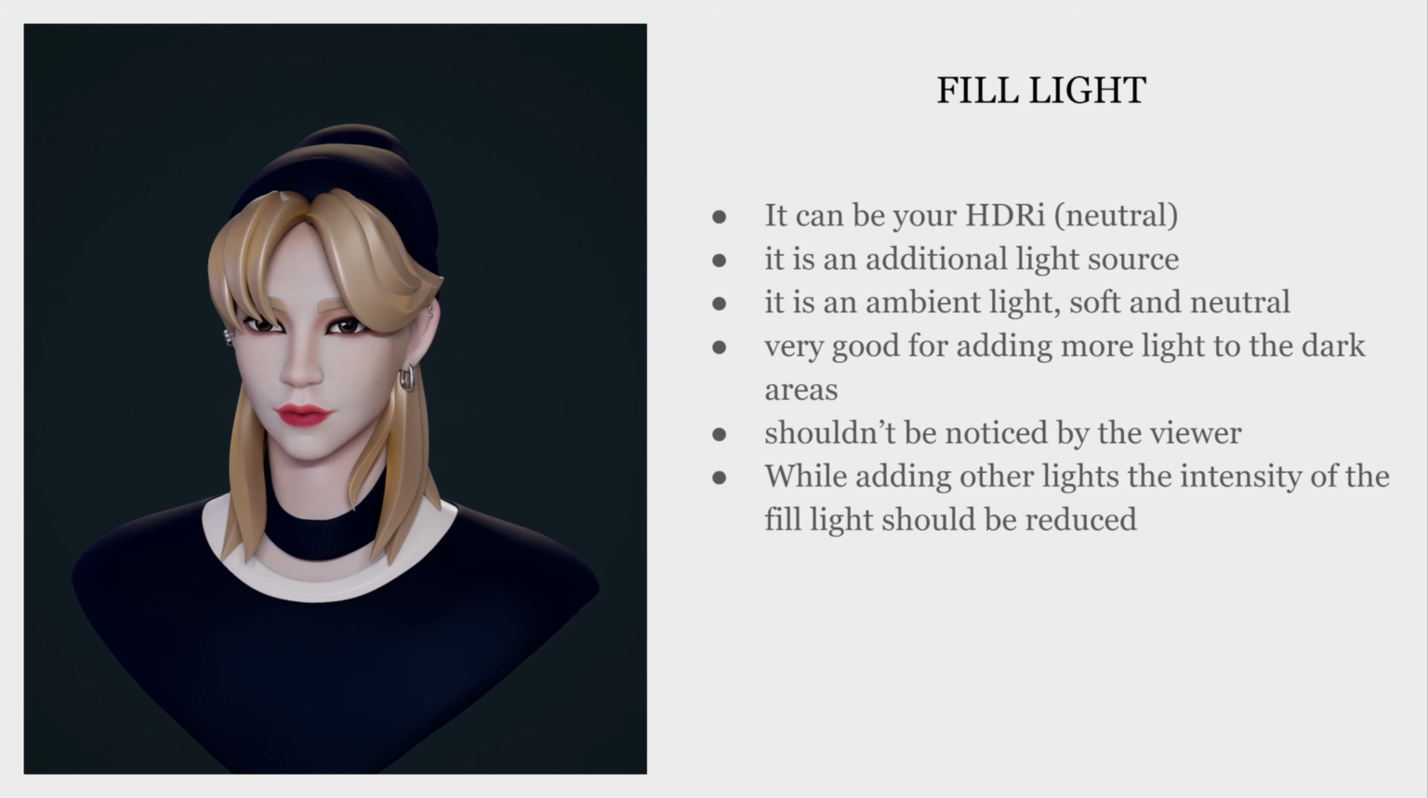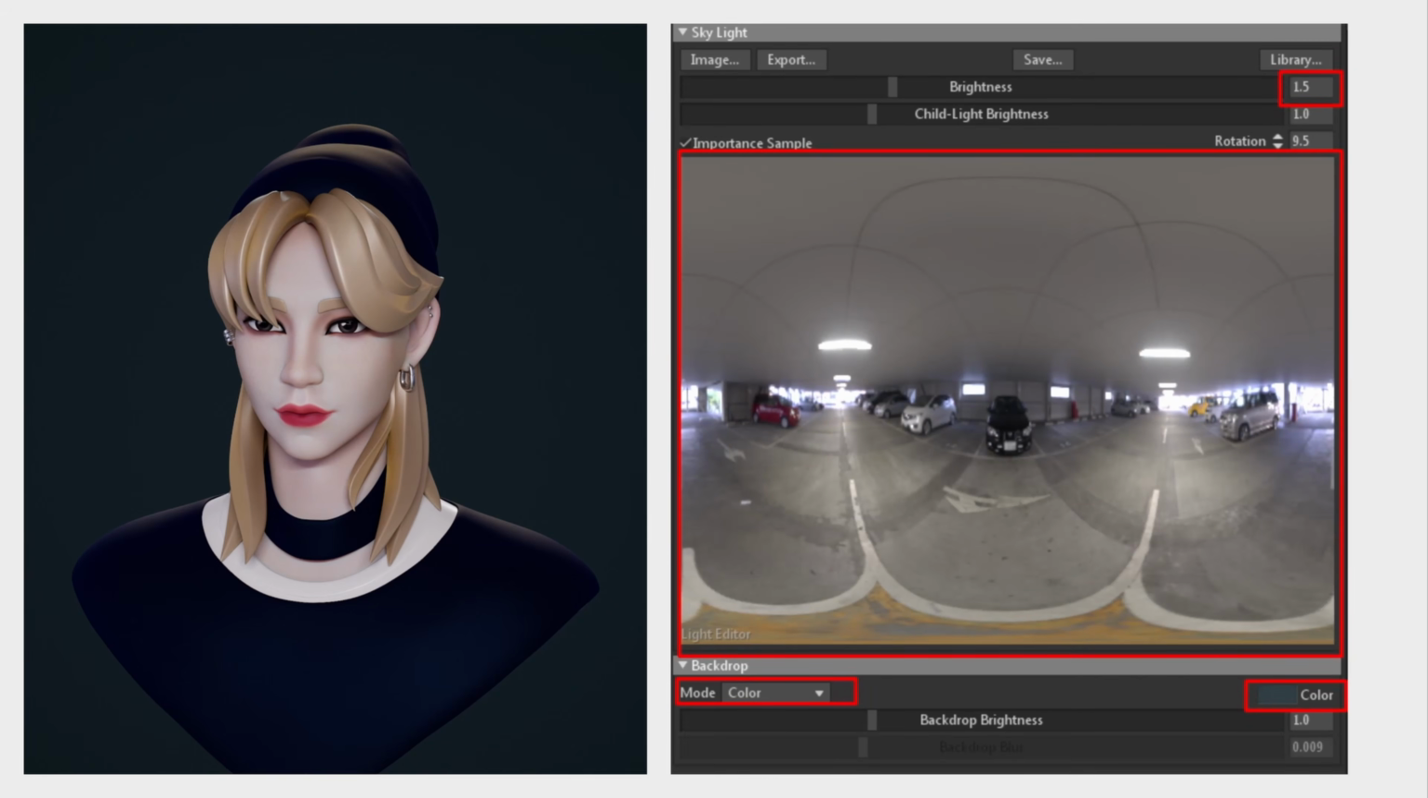Fill light should not be clearly visible to the viewer, and this is an interesting thing. When we add our lights, such as key light and rim light, we reduce the intensity of the fill light to avoid overlighting the scene. Here you can see a render scene lit only with the fill light using the HDRI image. The intensity here is high, slightly more than default.